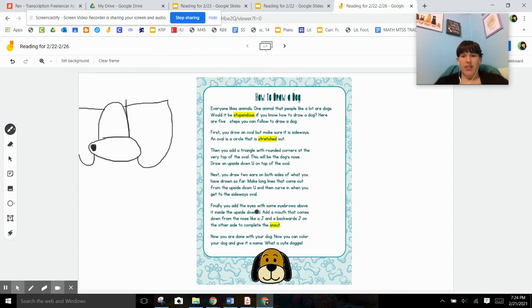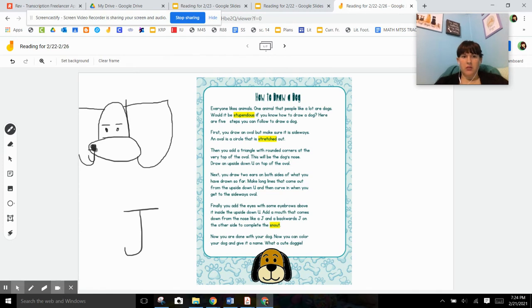So finally, you add the eyes with some eyebrows above. Okay, I do eyes, some eyebrows. Okay, and eyebrows. And then you add a mouth that goes down from the nose like a J. So a J looks like this. So from the nose, draw J.